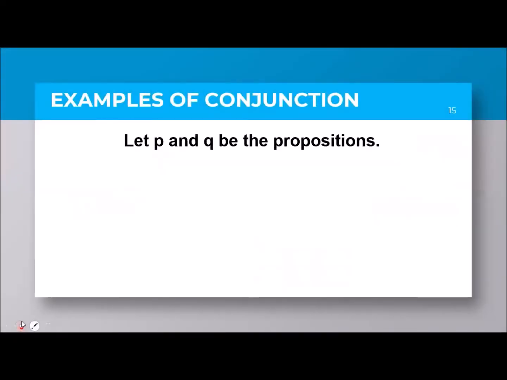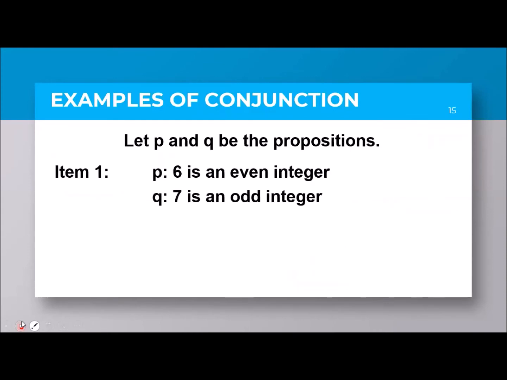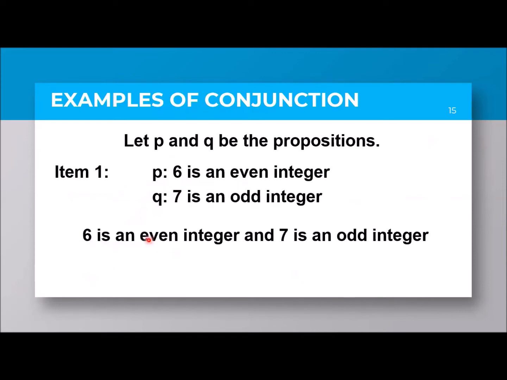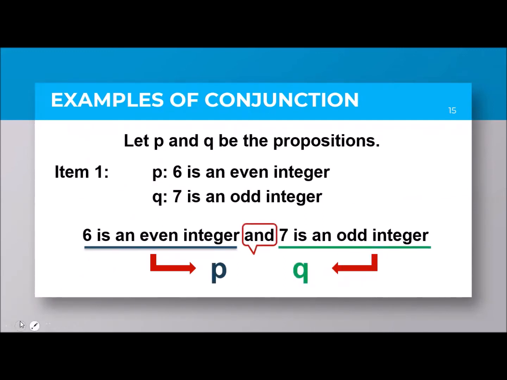Now, let's have an example. Let P and Q be the propositions. Item number 1, ang P natin ay "6 is an even integer." Q, "7 is an odd integer." So, ang magiging statement na ay "6 is an even integer and 7 is an odd integer." Since 6 is an even integer, symbolizes P, iyon ang ilalagay natin. And "7 is an odd integer," that is Q, and then connective natin ay "and," so iyan ang symbol. So that's it. Pagka binasa natin ito, this one is P and Q.